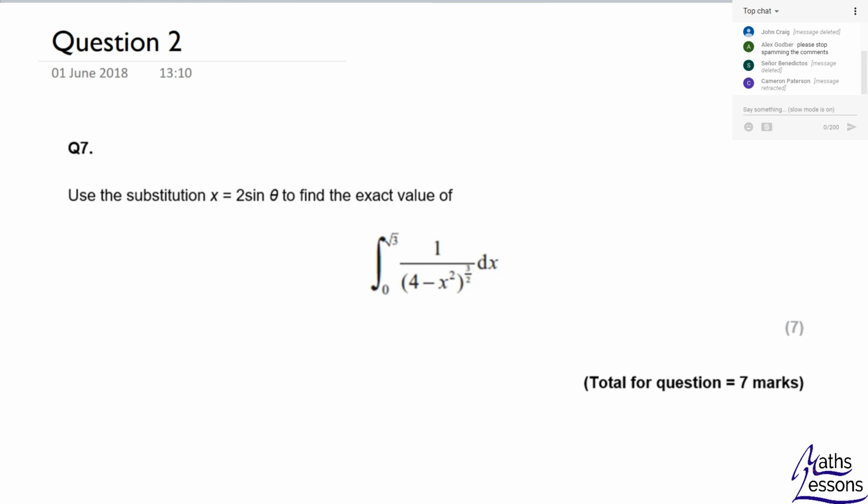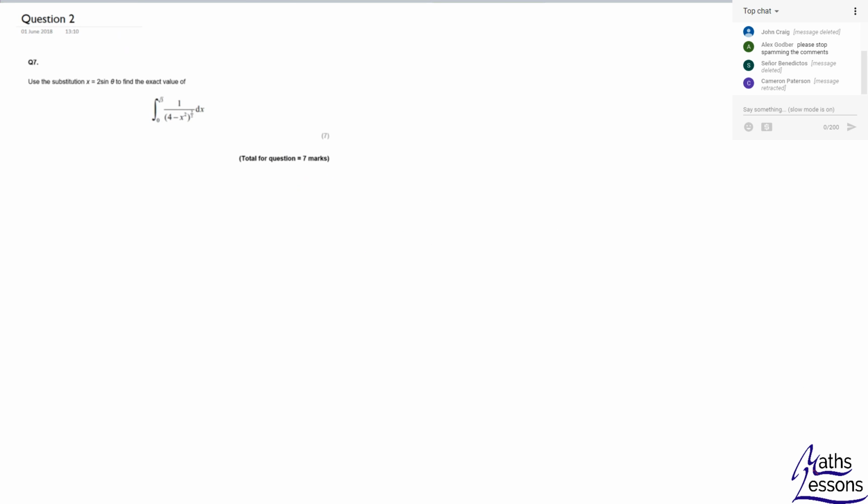Okay, that's enough time to do that question. Let's have a look at it. So I'm just going to zoom that out a bit to give me more space to write my solution. So we are going to let x equal 2 sine theta. So dx by d theta is equal to 2 cos theta.